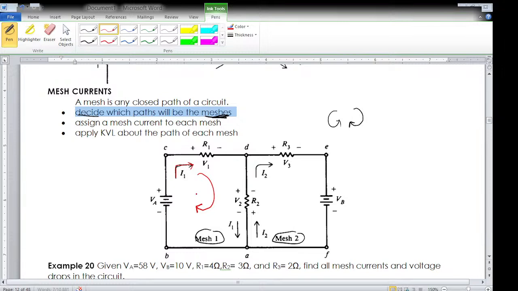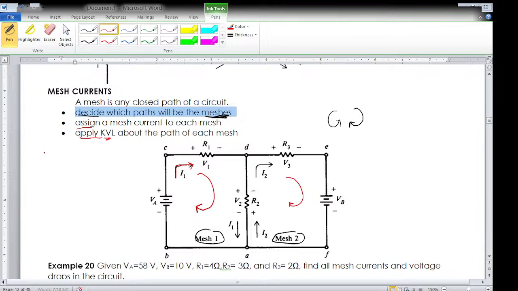How about mesh 2? What's the direction? Still clockwise. Okay, very good. After assigning the direction, again, it is still up to you what the direction of your mesh current will be. After that, you will now apply KVL.